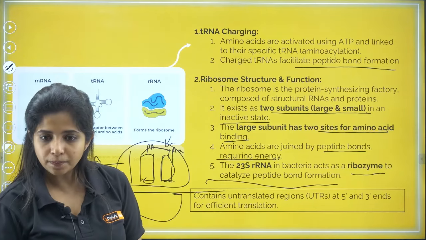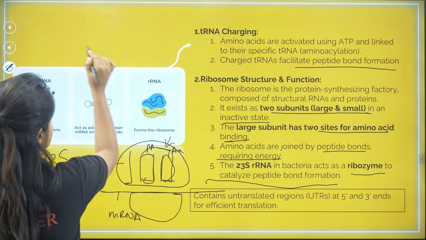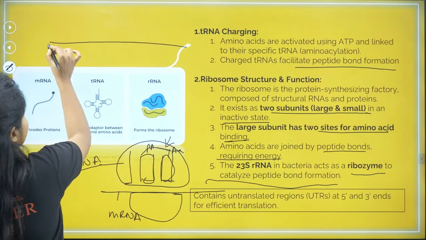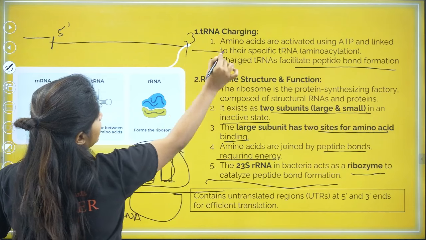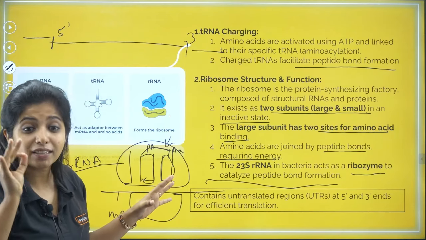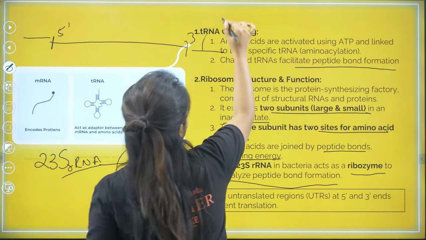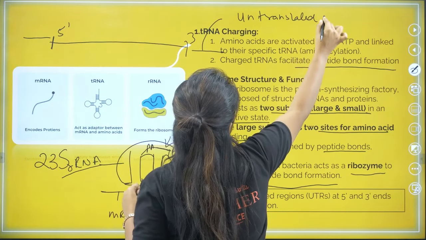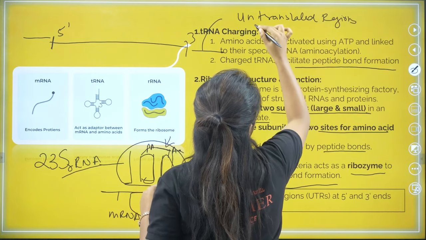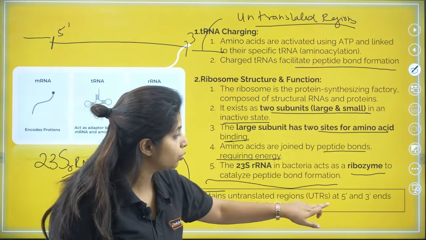Now, one more very important thing. Whenever you talk about translation, whenever you talk about mRNA, there are certain regions before the 5' end and after the 3' end that do not get translated, and this is a very important question. What do you call these regions? You call these regions untranslated regions, UTRs.